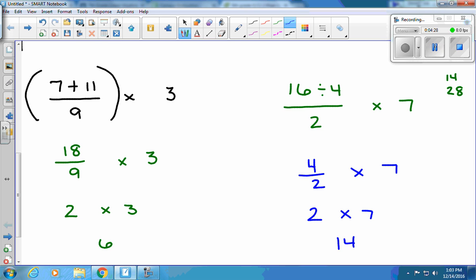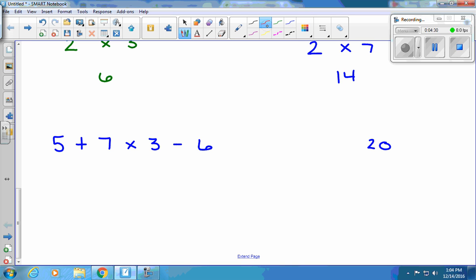Very nice. So, order of operations says I do what first? Multiplying. So I put my 5 plus 21, and then I do minus 6, right? Then you do left to right. What's 21 plus 5? 26 minus 6 is? This is the kind of work I would expect you to show on a problem like that.